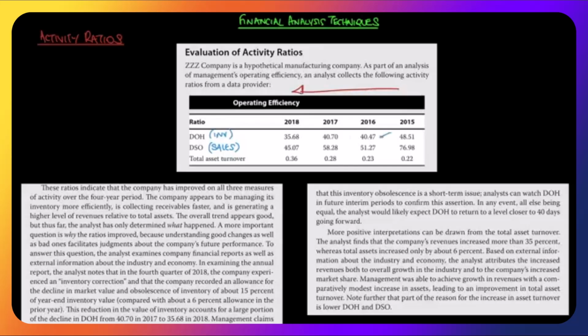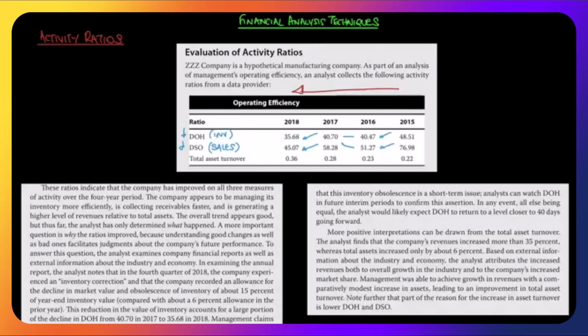What's happened to DOH? 48 down to 40. Kind of not much plateau, but down to 35.68. So certainly a trend downwards. Without context, your basic assumption, an increase in efficiency in managing our inventory. Days of sales outstanding, 76, down to 51, up again, down to 45. That's crashing down as well. Collecting cash a lot quicker, managing our inventory a lot better.